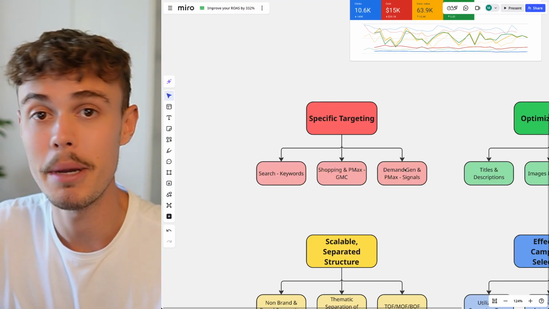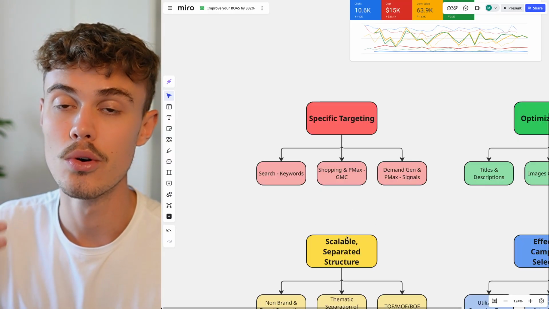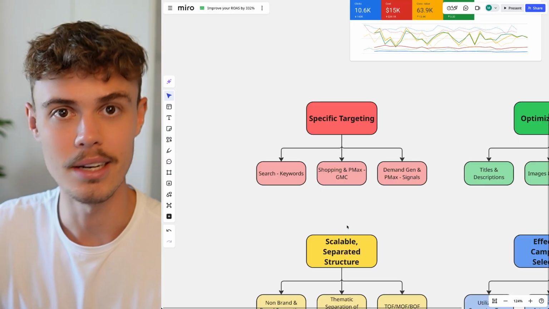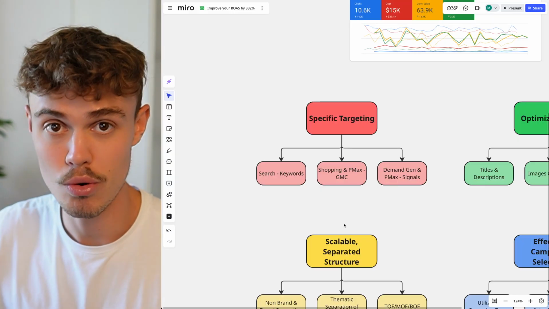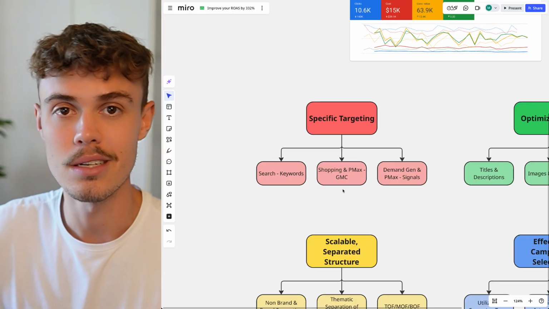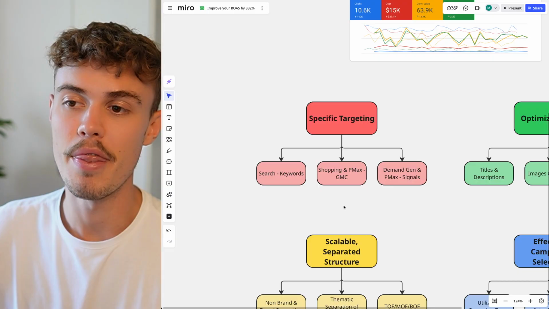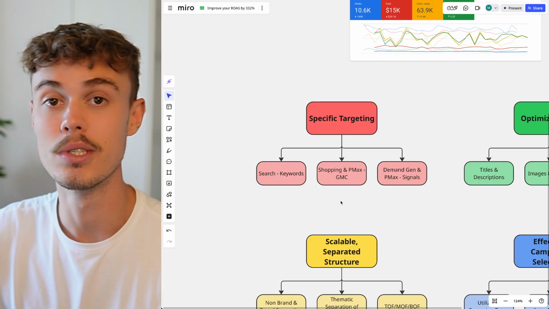Now, if you're running shopping and PMAX campaigns with obviously shopping listings, you need to make sure that your Google Merchant Center is fully dialed in order to maximize your traffic and your ideal targeting, right? So your Google Merchant Center listings, which are your titles and your descriptions and all of your product data included, they play a very big role in how Google targets your ads.